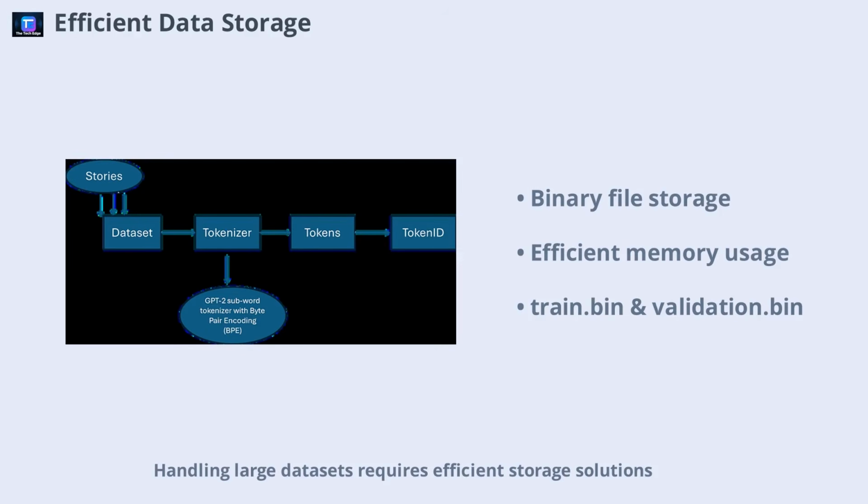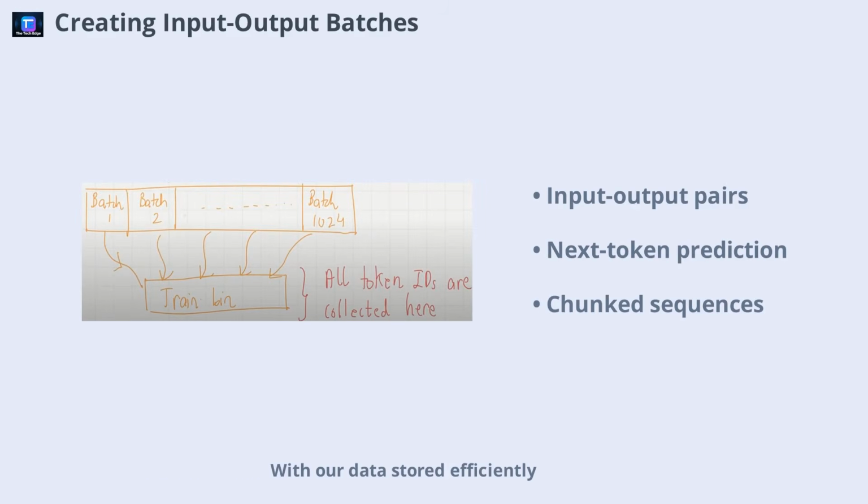Handling large datasets requires efficient storage solutions. Instead of keeping everything in RAM, which can quickly become unmanageable, we store tokenized data in binary files on disk. Using NumPy's memmap, we can map large files directly into memory, enabling us to process datasets larger than available RAM. This approach also allows for batching, which speeds up both reading and writing operations. The result is 2 key files, train.bin and validation.bin, each containing millions of token IDs, ready for model training. With our data stored efficiently, we now need to prepare it for training.